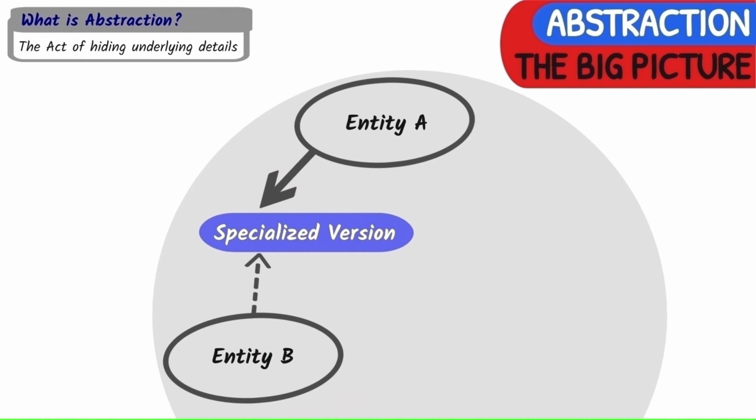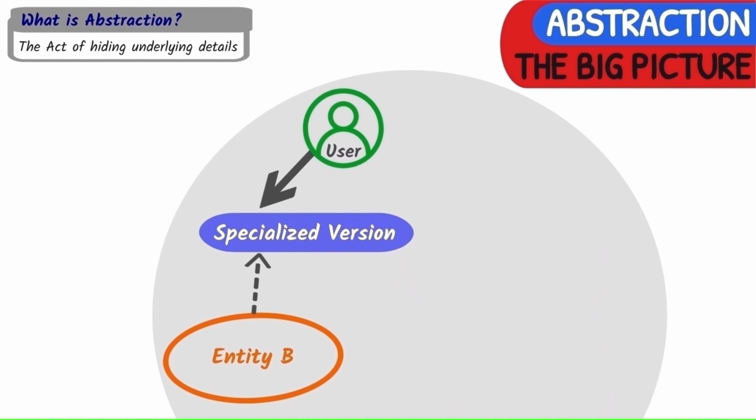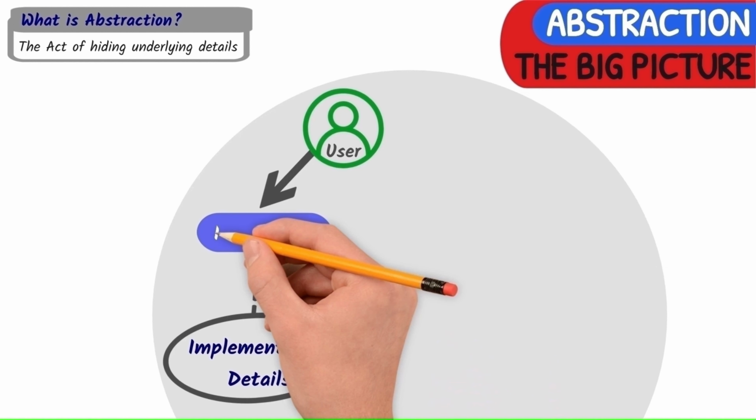What are the elements in an abstraction? This is the entity which wants to use or interact with the other entity. We can call it user. And this is the entity which it wants to interact with. This part of the entity represents it exactly as it exists, with all its implementation details. While this part of the entity is specially designed to support this interaction. We can call it interface.